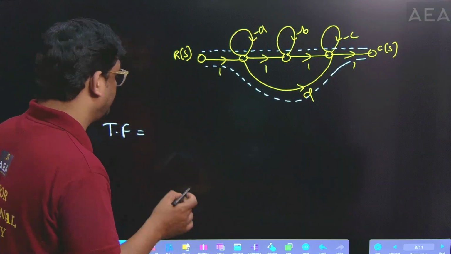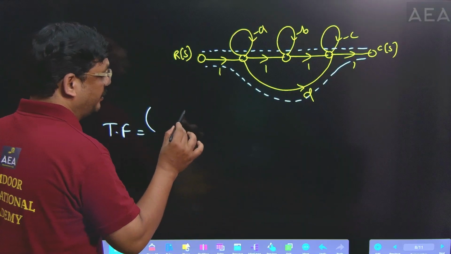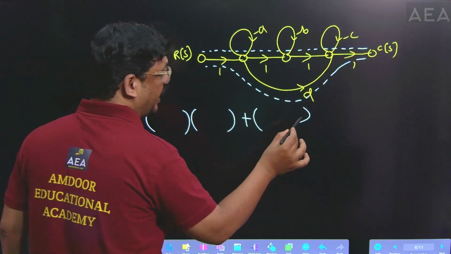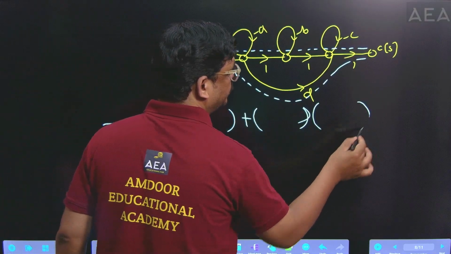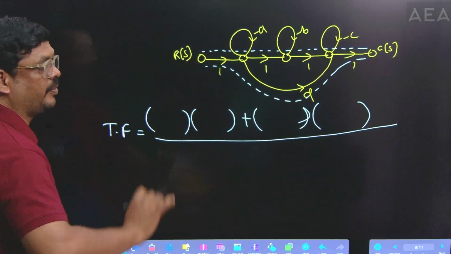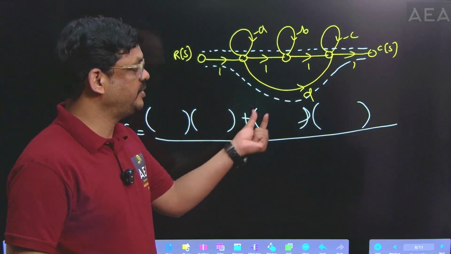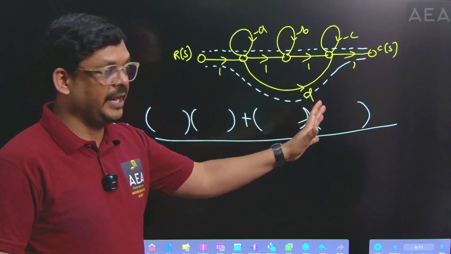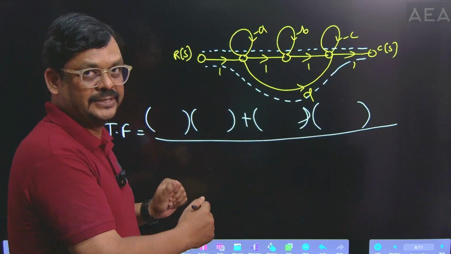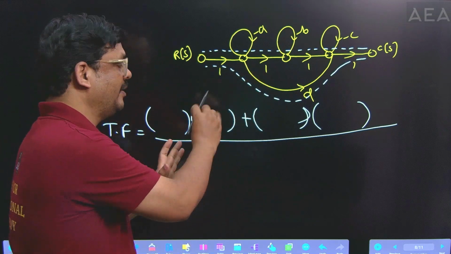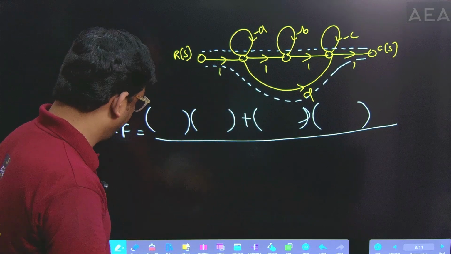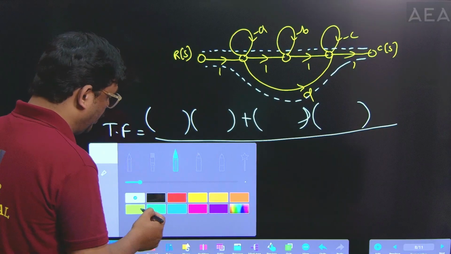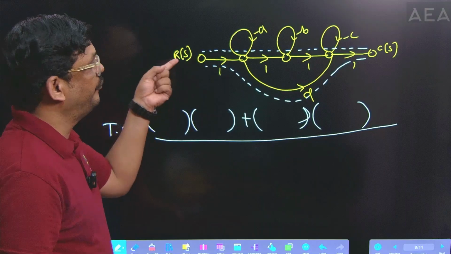So based on Mason's gain formula, just write like this: P1 delta 1 plus P2 delta 2 by delta. This we require. So based on the number of forward paths, write one bracket representation like this. And whatever the gains, directly write within this equation only.